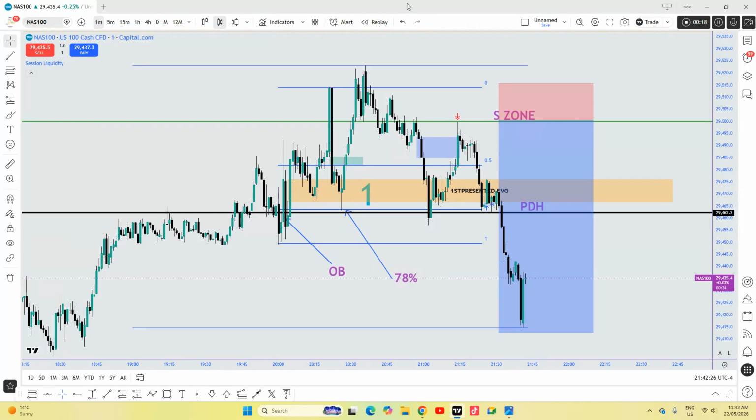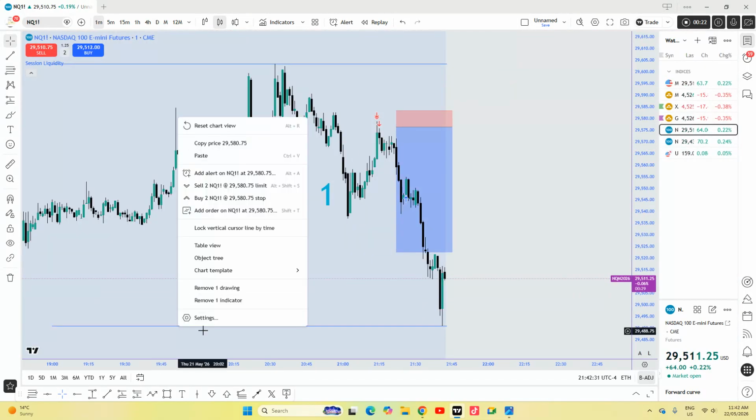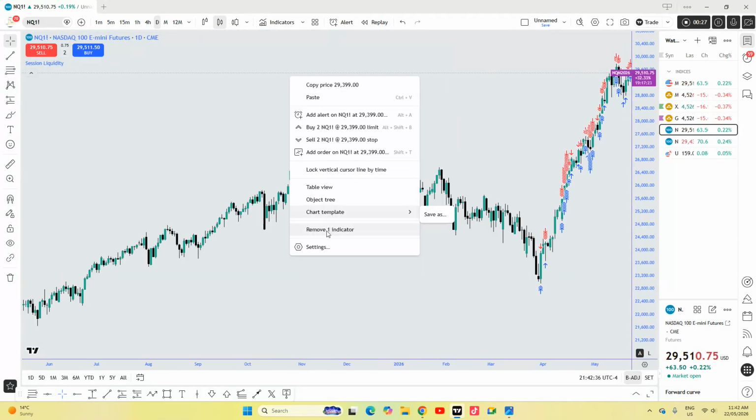Okay, Nasdaq. We had marked the previous day high on Nasdaq. Let me show you using another chart, a clean chart. Use this chart here. You delete everything, move one drawing, and then you go to the daily time frame. Look how we managed to capture this trade.